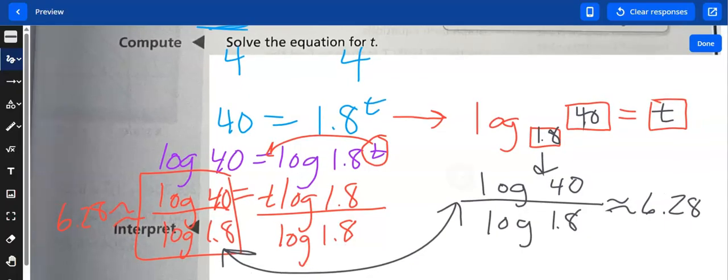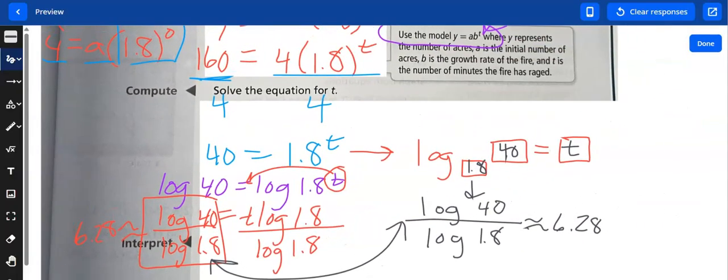But every one of us should have started this question out by dividing by 4. And some people choose to multiply 4 and 1.8 together and ruin the question because it's not true. So, 2 different ways to handle it once you get the 4 out of the way.